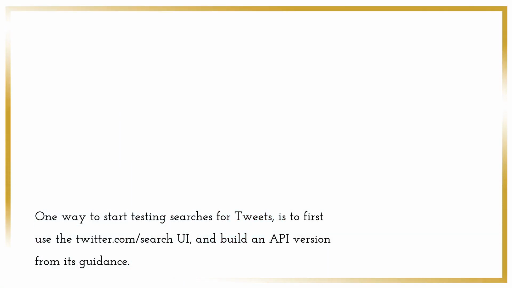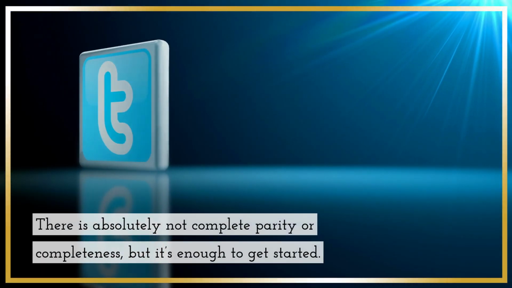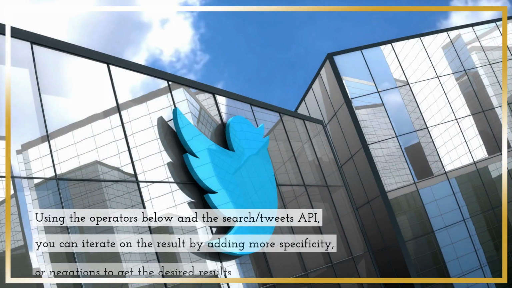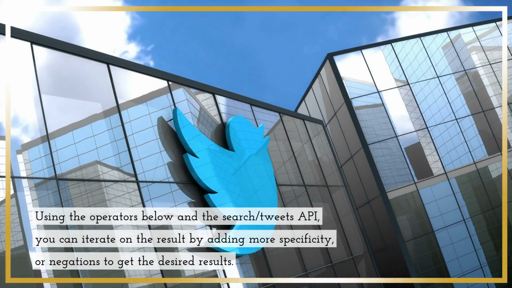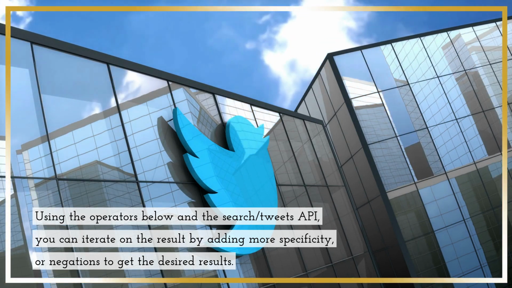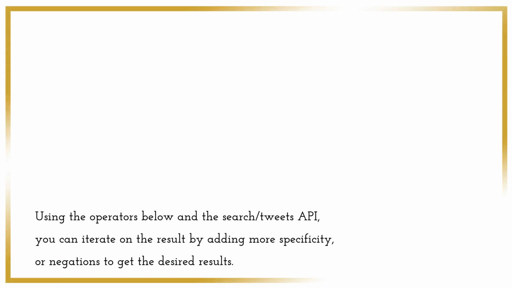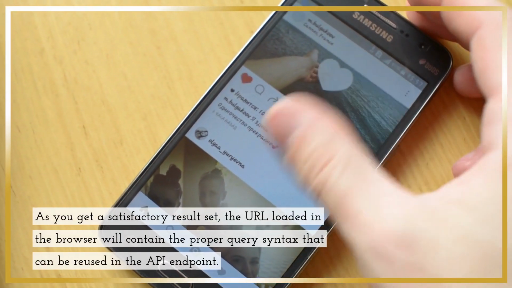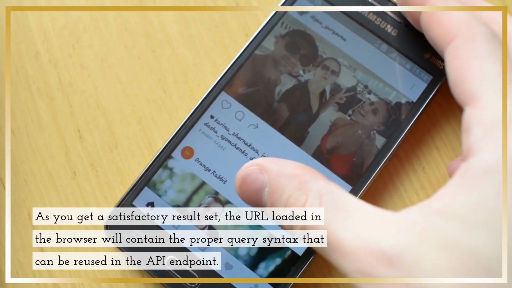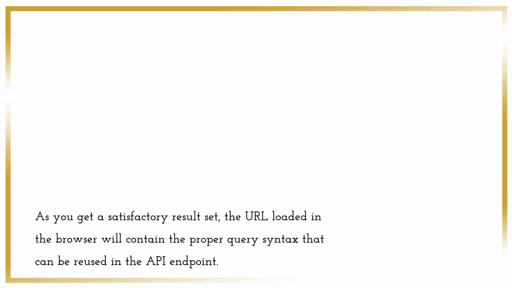One way to start testing searches for tweets is to first use the twitter.com/search UI, and build an API version from its guidance. There is absolutely not complete parity or completeness, but it's enough to get started. Using the operators below and the search/tweets API, you can iterate on the result by adding more specificity, or negations, to get the desired results. As you get a satisfactory result set, the URL loaded in the browser will contain the proper query syntax that can be reused in the API endpoint.